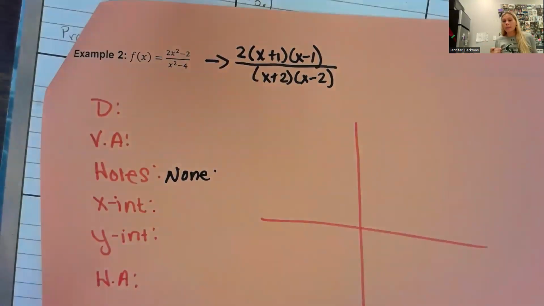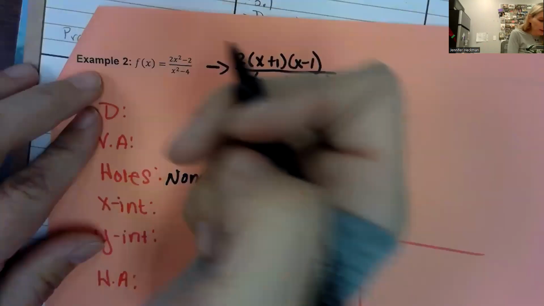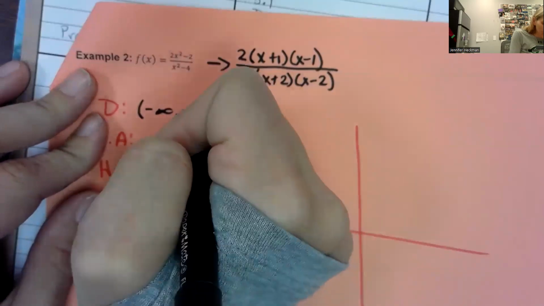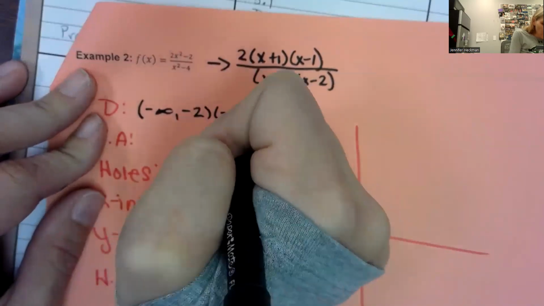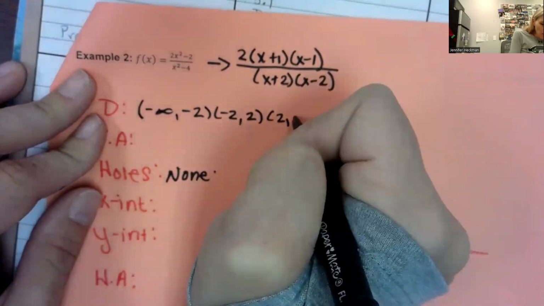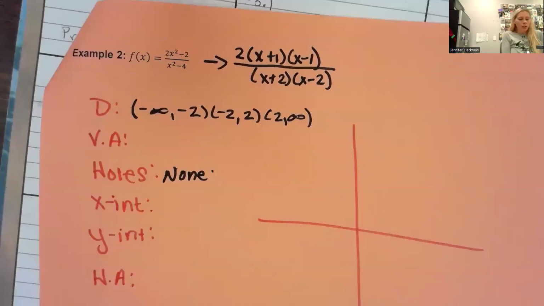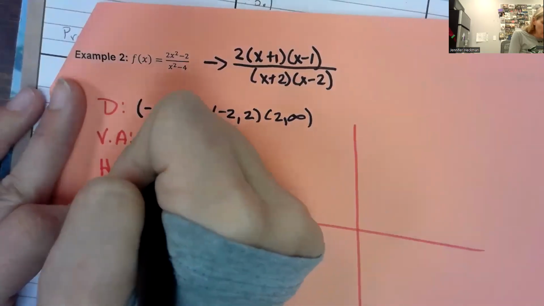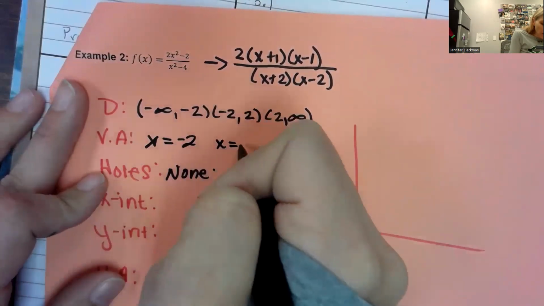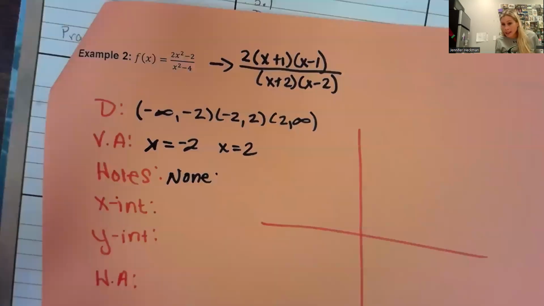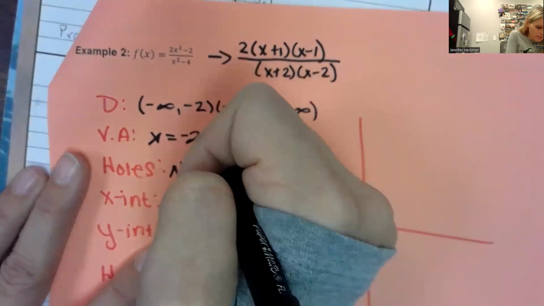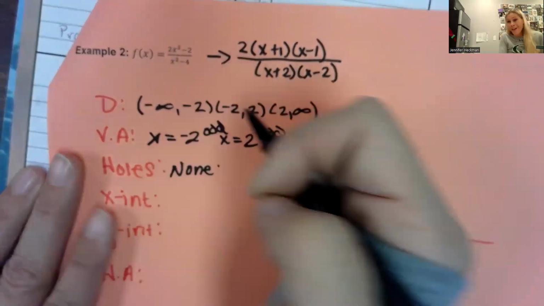In our denominator, it can't be 0, so that's 2 and -2. So let's do that for our domain. So -infinity to -2, -2 to 2, and 2 to infinity. Vertical asymptotes, of course, are what makes the denominator 0. So that's -2 and 2. They are both to the first exponent, right? So that makes it odd. Sorry, I'm going a little fast, guys.